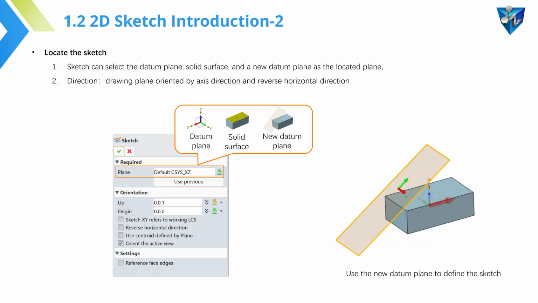So after we call out the sketch tool, we need to define the datum plane and we need to define the plane and orientations. In ZW3D, we can select the datum plane, solid surface, and the new datum plane as the located plane. For the directions, the drawing plane is oriented by axis directions and the reverse horizontal direction. Okay, let's move to ZW3D to show you how to create this 2D sketch.